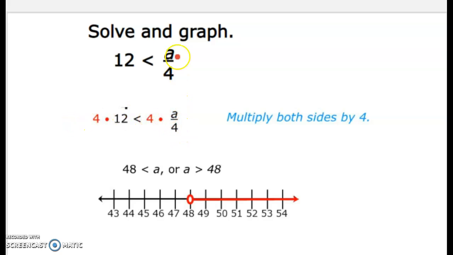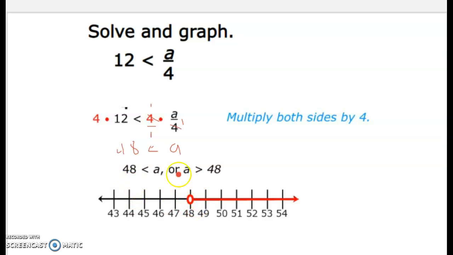You always want to isolate the variable by doing the opposite with the coefficient. So the coefficient was 4, so we want to do the opposite. So we know that this would actually become 4 over 1. And if we did cross cancellation, guess what? This will cancel out. So all we're left with is A. And then over here, 12 times 4 is 48. So 48 is less than A, but again, we want to write it where the variable's on the left side, so A is greater than 48.